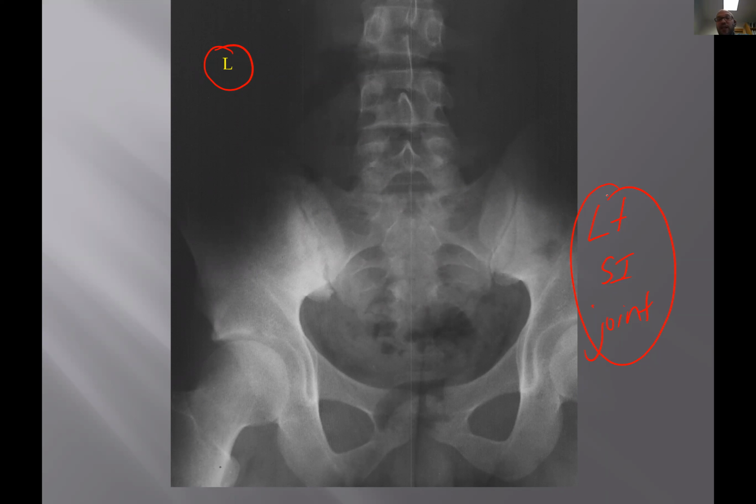But at the end of the day, do you like this for unilateral sacroiliitis, unilateral inflammation of the SI joint, or bilateral? What's your gut tell you? Is this more unilateral or bilateral?